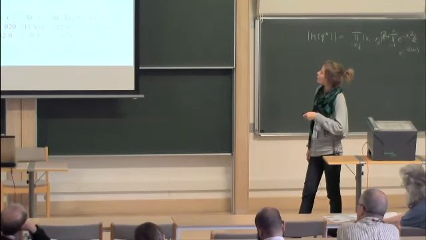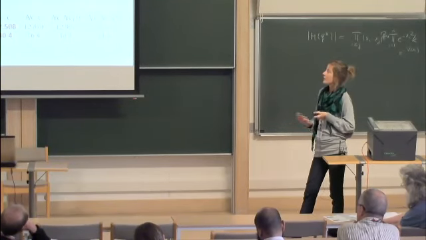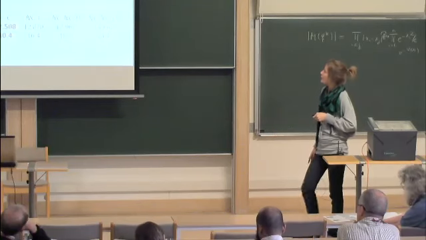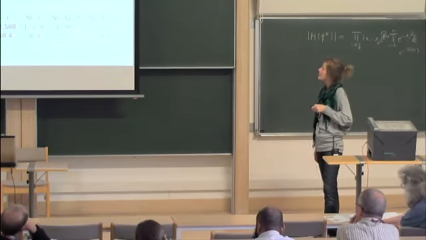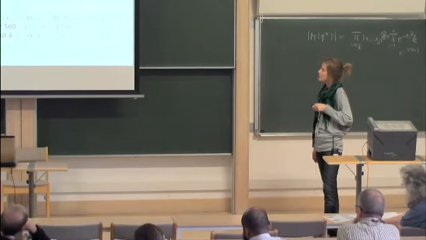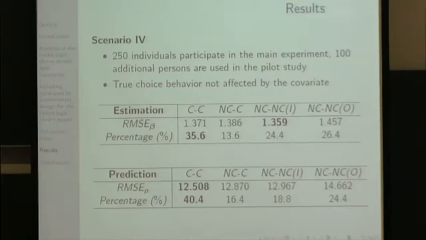Okay, and then finally for the fourth scenario, where the true choice behavior is not affected by the covariate, here we see that now the NCNCI approach, so not using the covariate information, corresponds to the smallest estimation error. That's not a surprise, as the covariate information doesn't influence the choice behavior, so you should get quite accurate estimates without using that information. Still remark that for the other performance measures, the CC approach is still the best approach here.